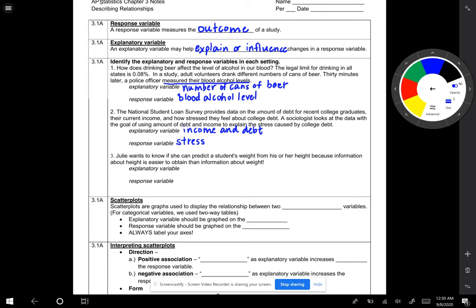And lastly, example 3. Julie wants to know if she can predict a student's weight from his or her height because information about height is easier to obtain than information about weight. So if you look at the first sentence, if she can predict a student's weight, the response variable is weight, and you can predict the weight from a person's height. So height is the explanatory variable. And those are just 3 situations where you can identify the explanatory and response variables.